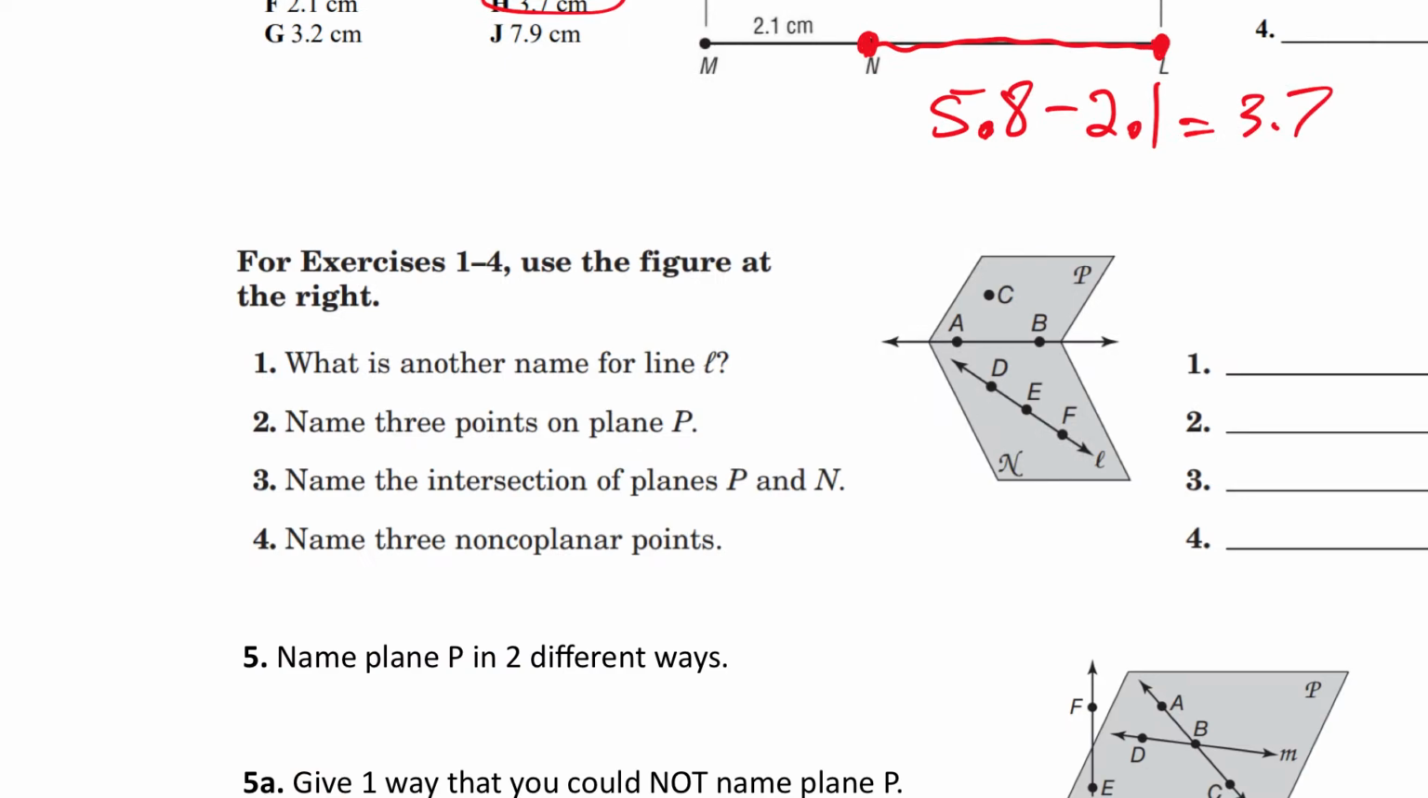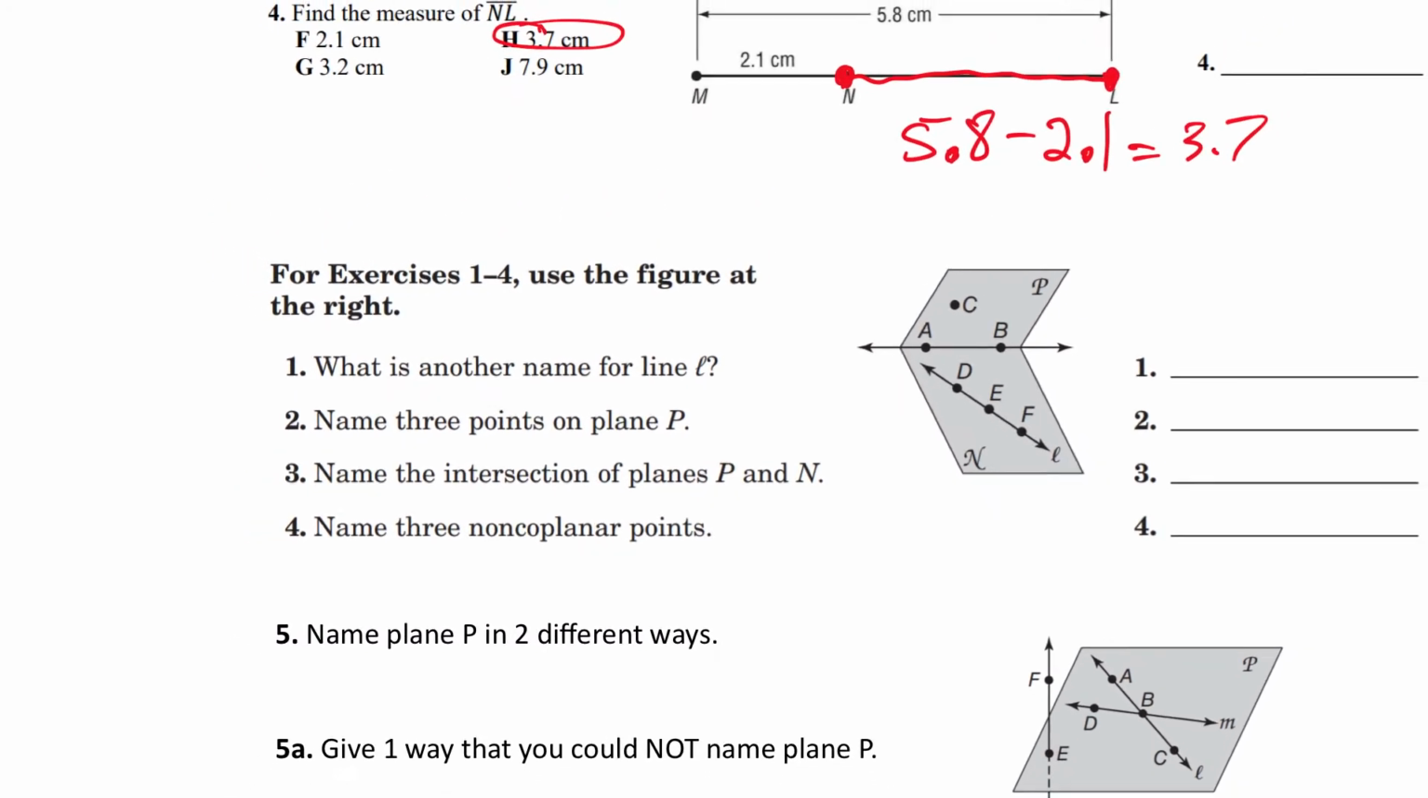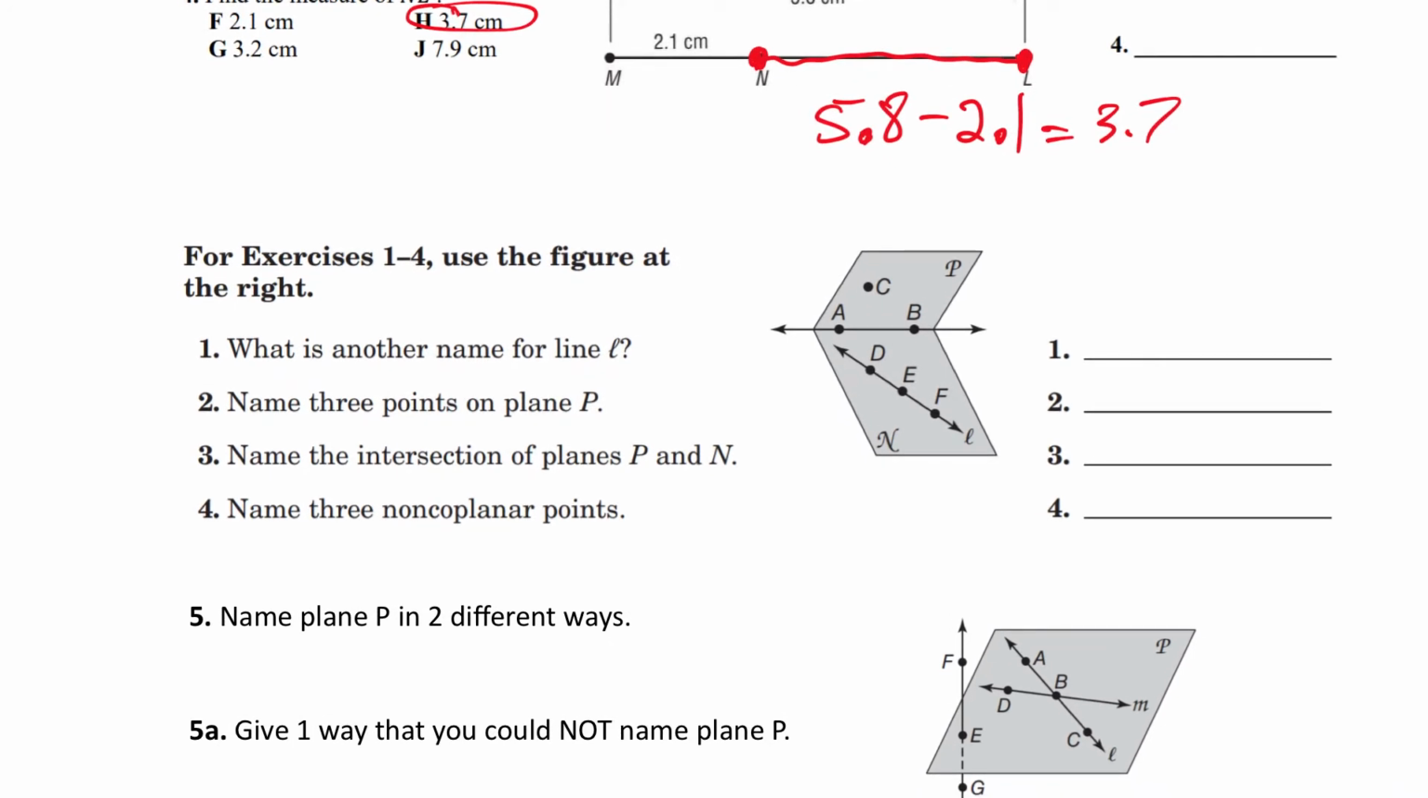All right, good. Okay, next group here. What's another name for line L? Line DF would work. Okay. What else? DE and EF. Any of those would be good, and also the rearrangement of that. So DF or FD, DE or ED, FE or EF. Yeah, any of those.